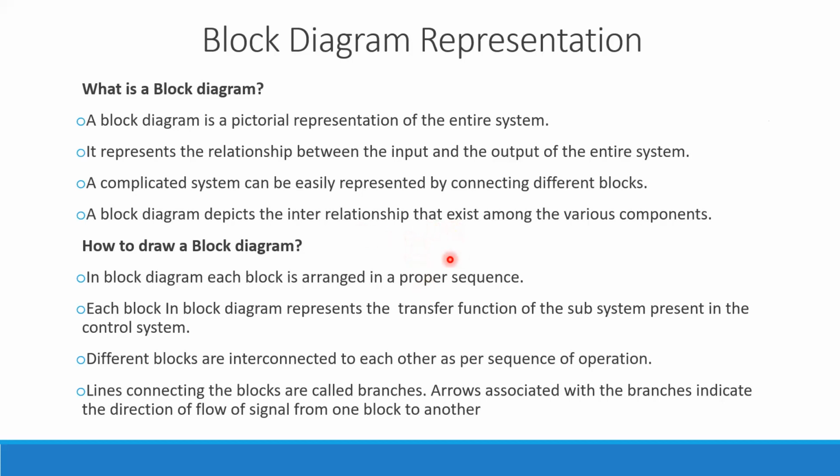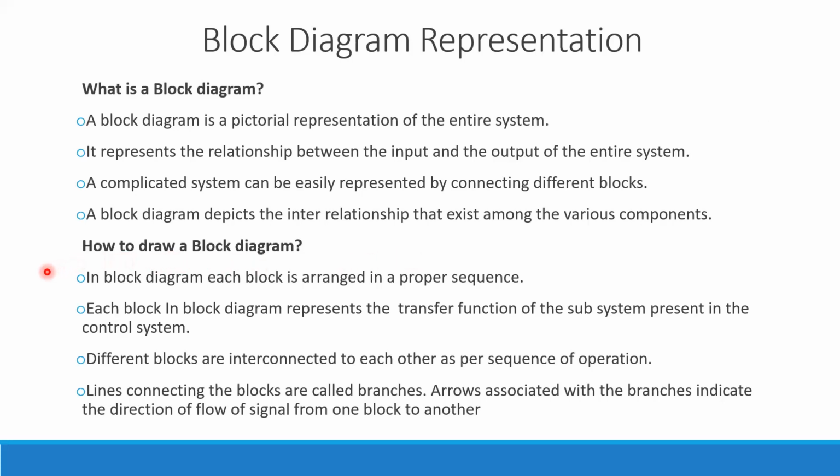Suppose block A is connected with block B, that means block B is dependent on block A. So it depicts the relationship between two different blocks, or three different blocks, or the blocks present in the complete block diagram. How to draw a block diagram?